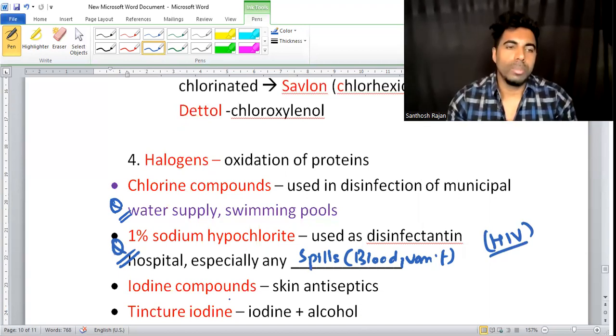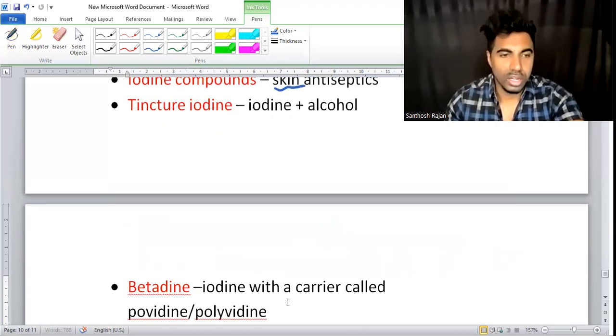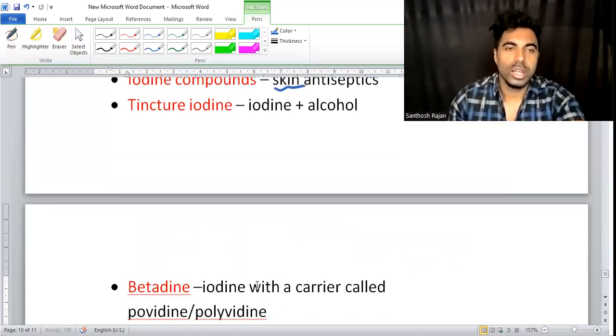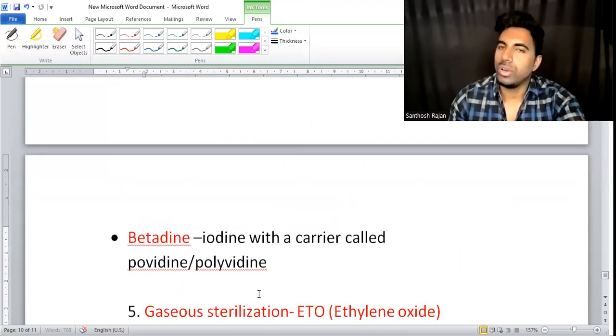Okay, now iodine compounds, skin antiseptics. Tincture iodine is basically iodine with alcohol, and Betadine is iodine with a carrier called povidone or polyvinyl.